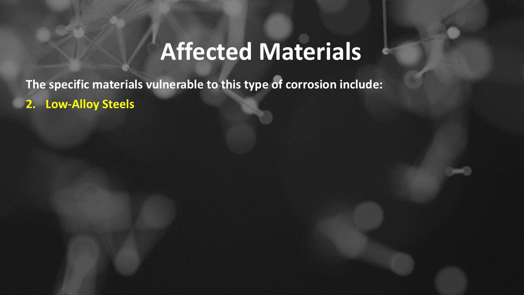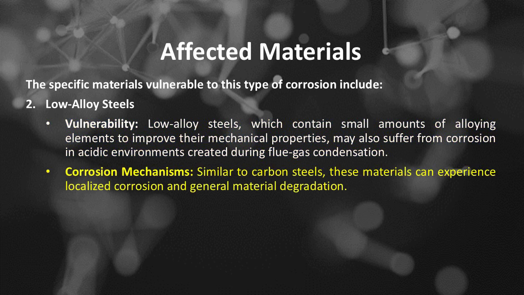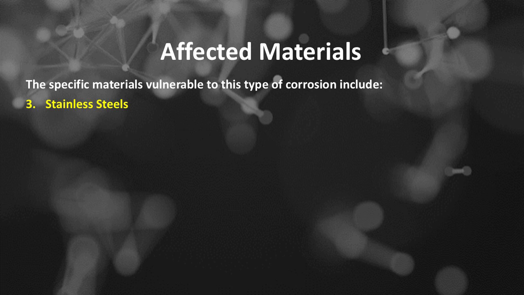Number 2 of the specific materials vulnerable to this type of corrosion include low-alloy steels. Low-alloy steels vulnerability. Low-alloy steels, which contain small amounts of alloying elements to improve their mechanical properties, may also suffer from corrosion in acidic environments created during flue gas condensation. Low-alloy steels corrosion mechanisms. Similar to carbon steels, these materials can experience localized corrosion and general material degradation. Number 3 of the specific materials vulnerable to this type of corrosion include stainless steels.